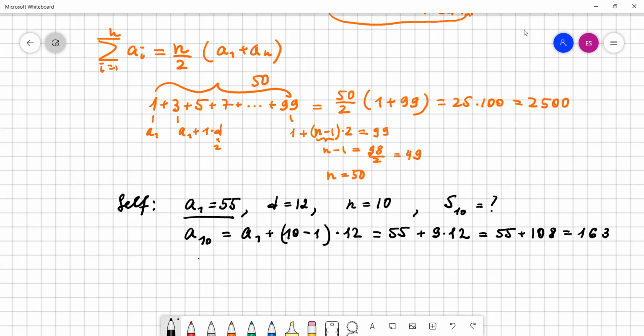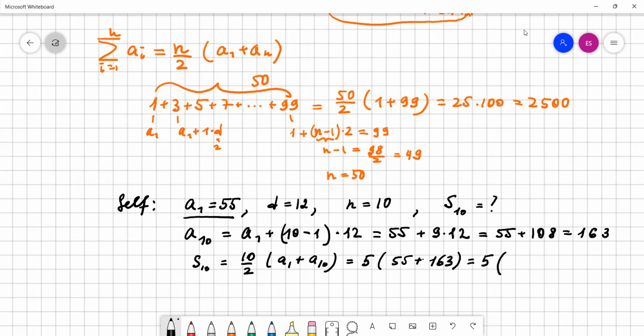That's the last term. Now we are going to use the formula. S of the 10 terms, the sum of 10 terms, is going to be a1 plus a10, times 10 over 2, and this is the number of terms. It's 5, a1 equals 55, and a10 equals 163. We just need to add and multiply by 5.